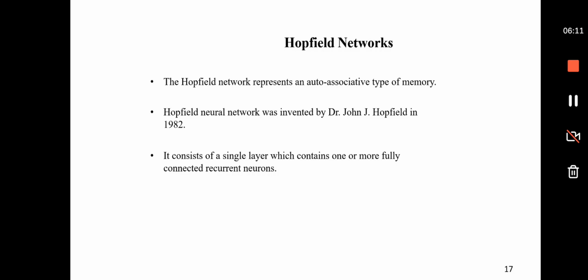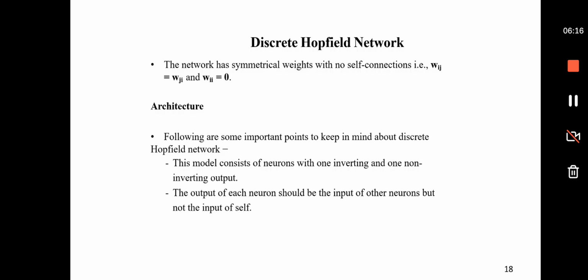Next, see the architecture of the discrete Hopfield network. Here, neurons are fully connected with symmetric weights. No self connections are allowed. The fully connected architecture ensures the network converges to a stable stored pattern. For example, it is like every memory connected to every other memory, helping stabilize recall.